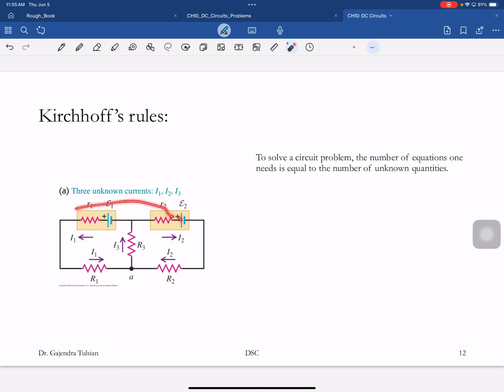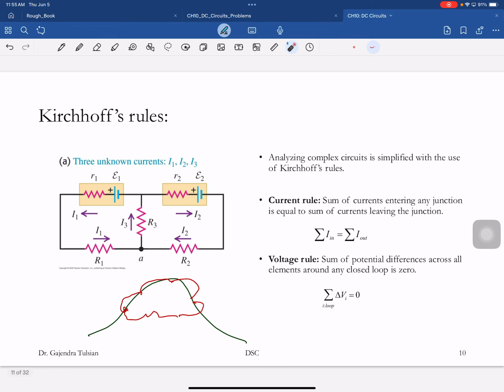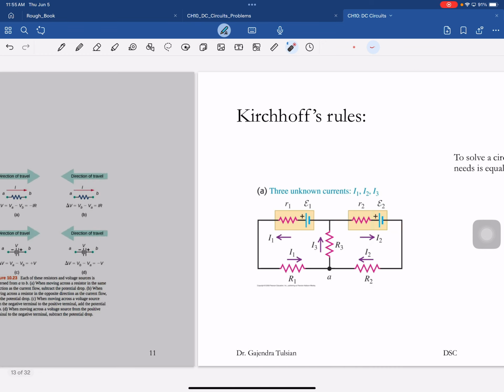To solve this circuit, we need to know the current in this arm, and that arm. You have three unknowns, and so you'll need three equations. And how are you going to get the three equations? Well, you just learned two new laws, and these are the ones that are going to give you three equations. This one is easy to use, so you always want to use this one first. And this is a little more complicated, but it's not that bad.